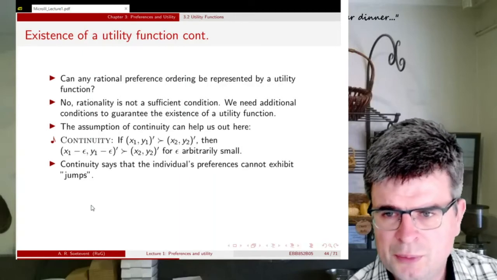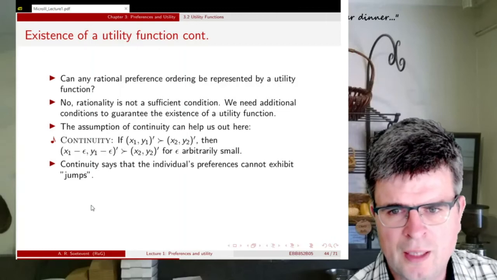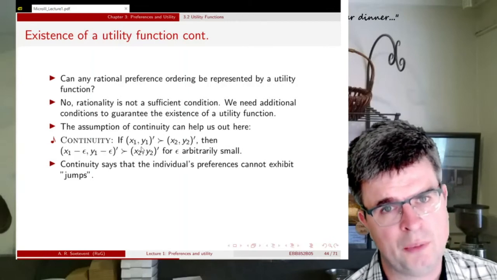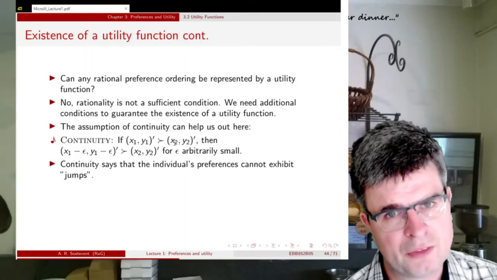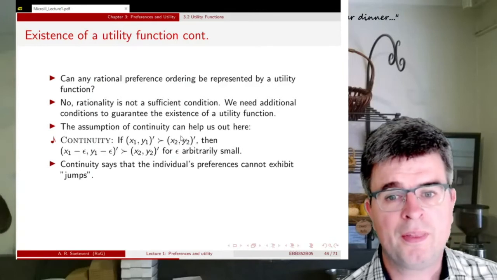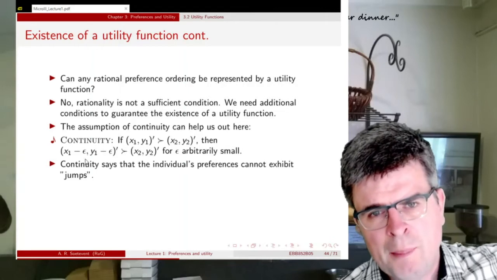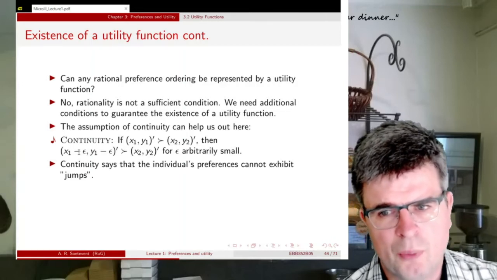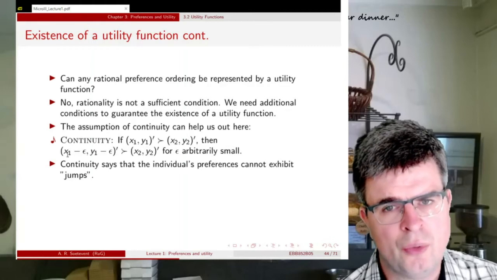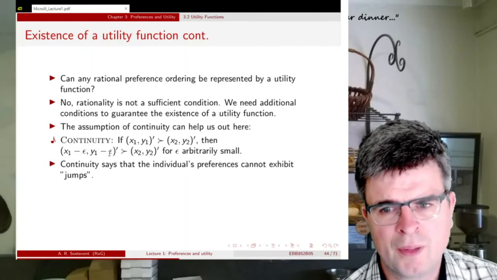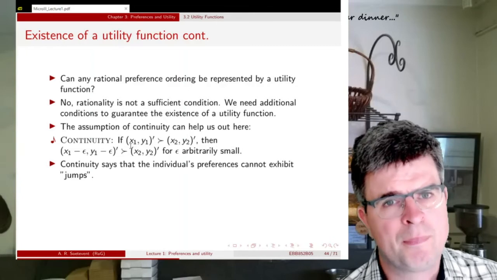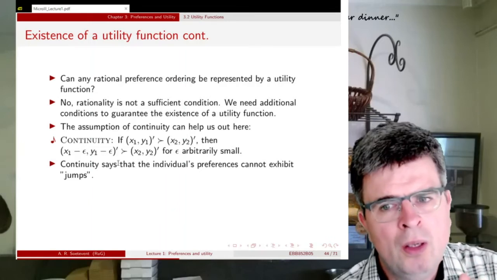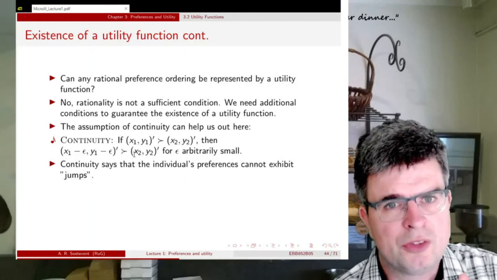We need a couple of additional assumptions, and one of them is continuity. Continuity means that if an individual strictly prefers a consumption bundle which gives them x1 units of good x and y1 units of good y over another bundle that gives them x2 units of good x and y2 units of good y, then it also must be that if we take an arbitrarily small amount epsilon away from the first bundle, so we take away epsilon units of good x and epsilon units of good y from the original bundle (x1, y1), then it must continue to hold that this bundle is strictly preferred over the bundle (x2, y2).